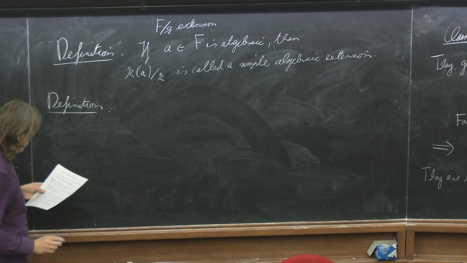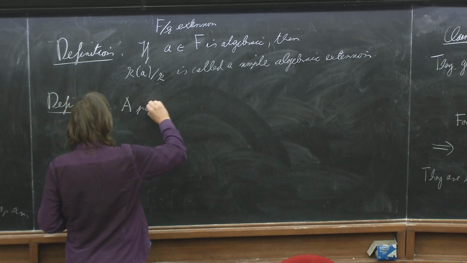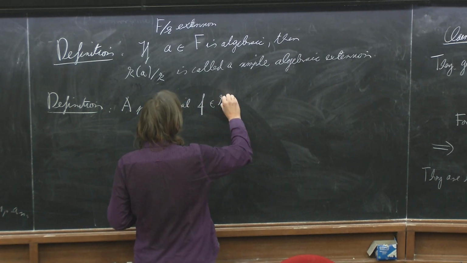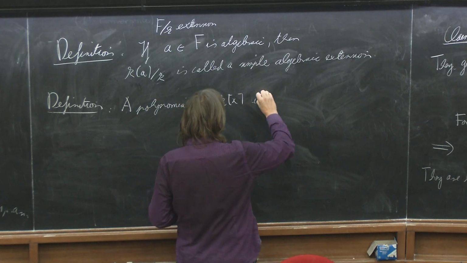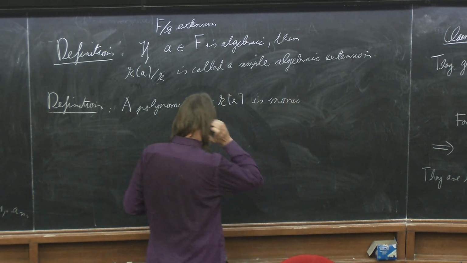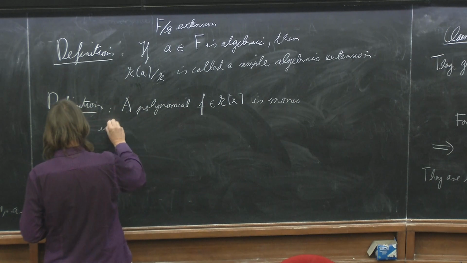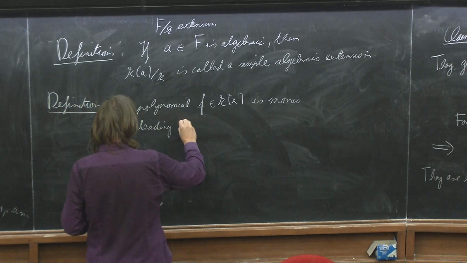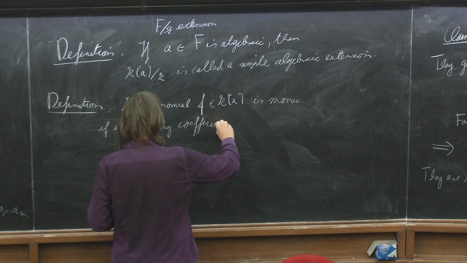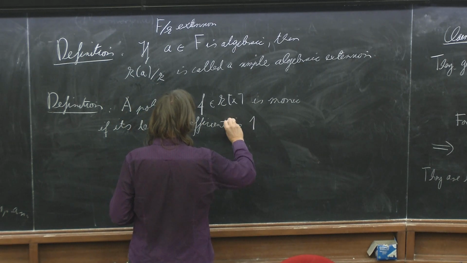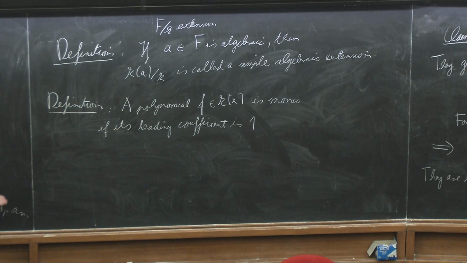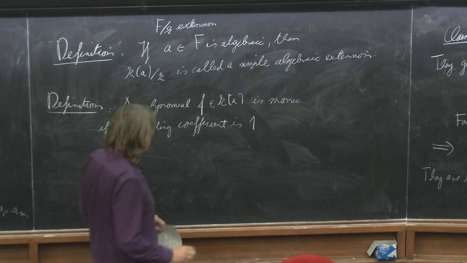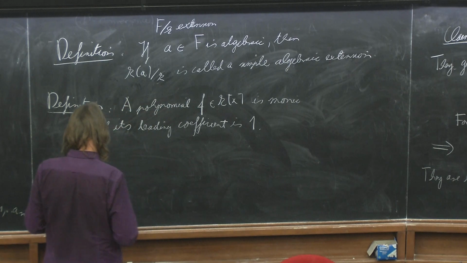First, we actually want this polynomial to be monic. So a polynomial f with coefficients in K is monic if its leading coefficient is 1. So that means, if it has degree n, it starts with x to the n, and something times x to the n minus 1, and so on. So this is just also a way to normalize the polynomials.